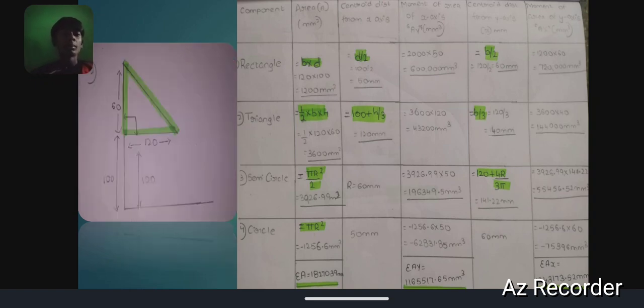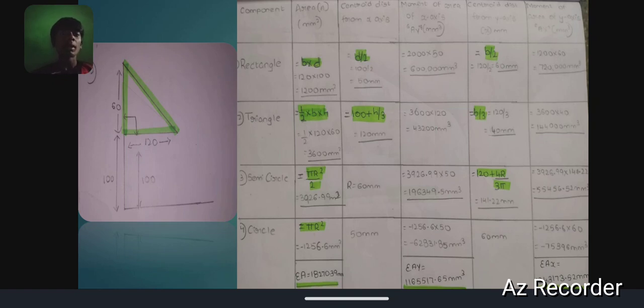And also finding the centroidal distance about the y-axis: we take breadth 120 by 2, we get the centroidal distance from the y-axis, that is 60 millimeter. For the moment of area about the y-axis, we multiply the area and the centroidal distance from the y-axis, we get this.